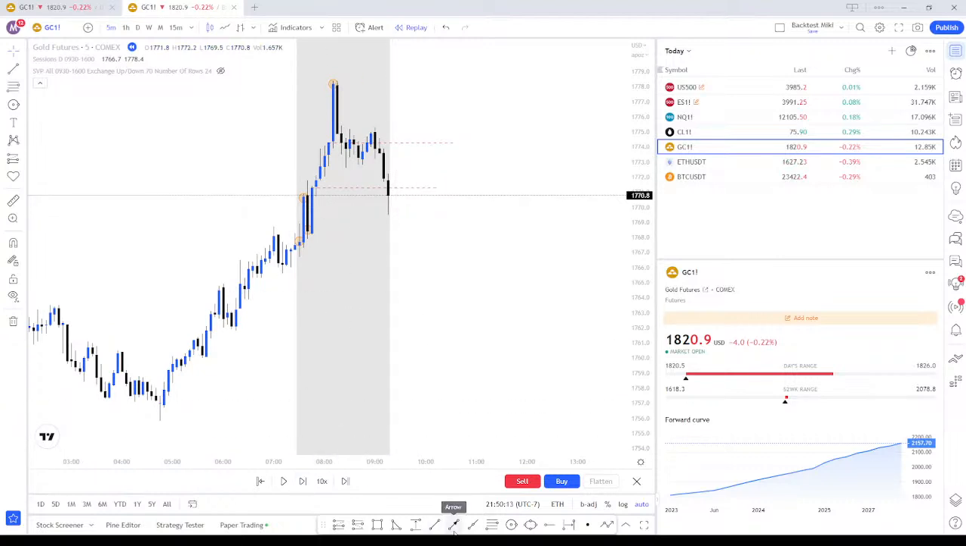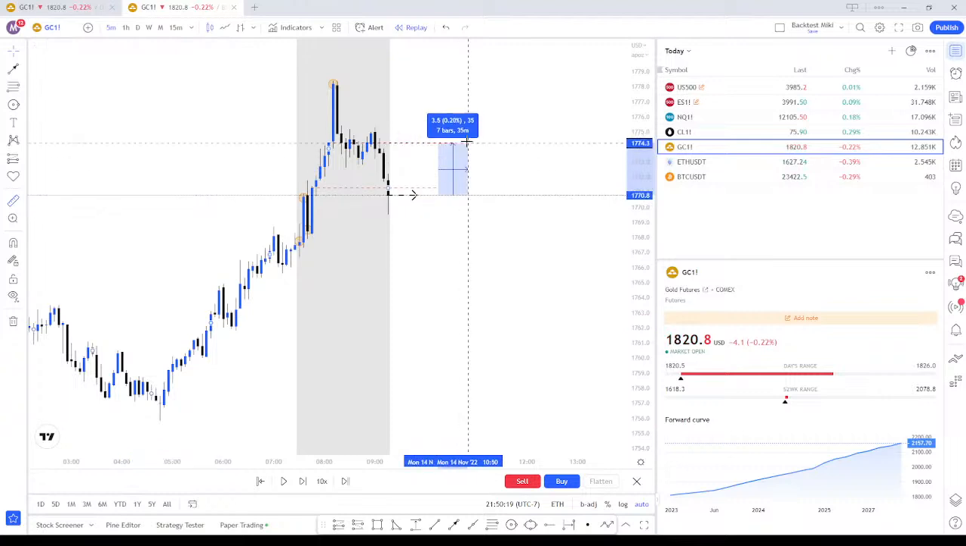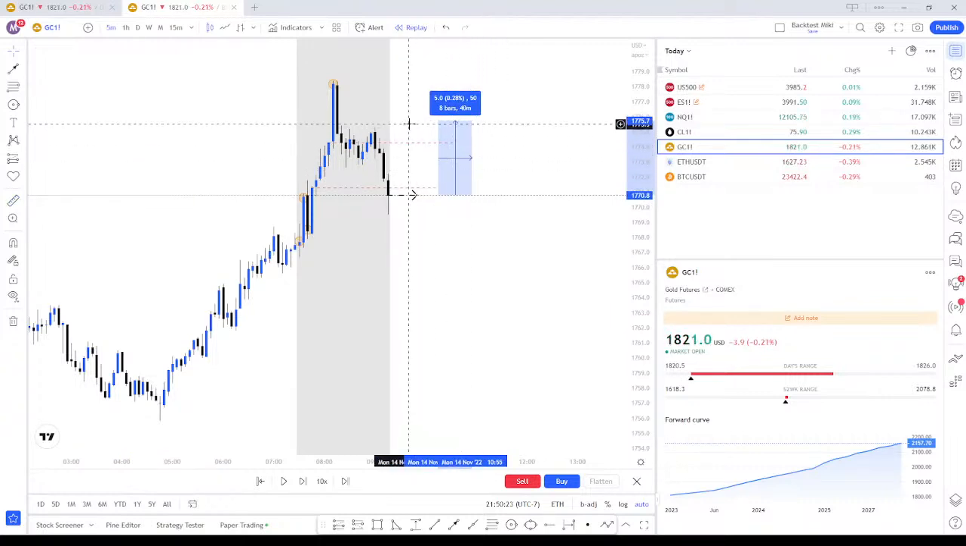That's our entry there. We're risking 3.5. Looking to take profit at 5. Sorry, yeah, that's what I meant to say. And so we'll see how price interacts if we get there.